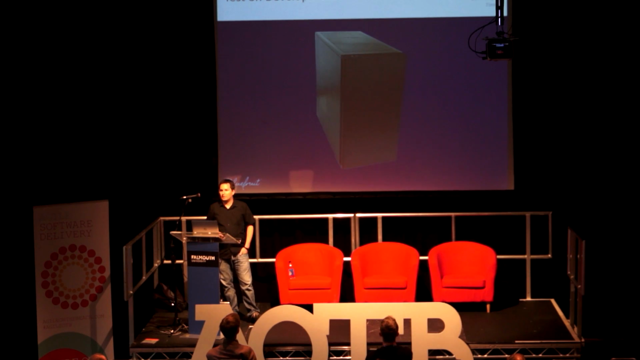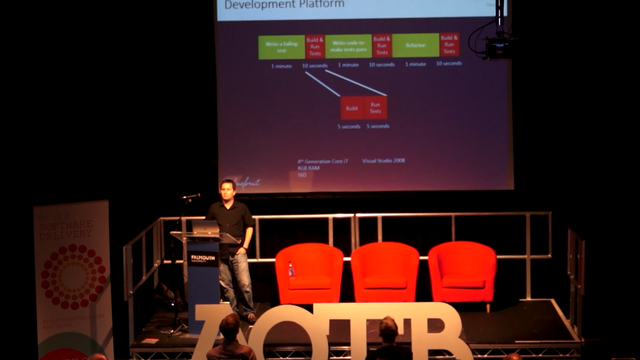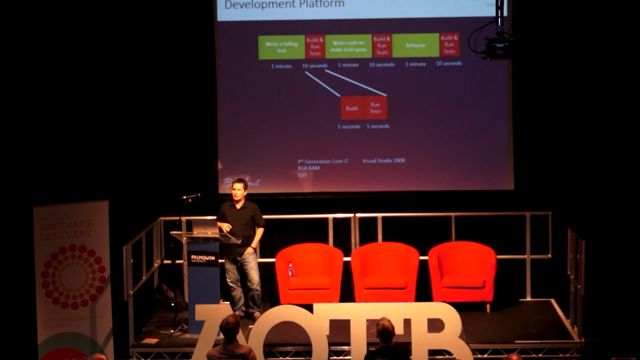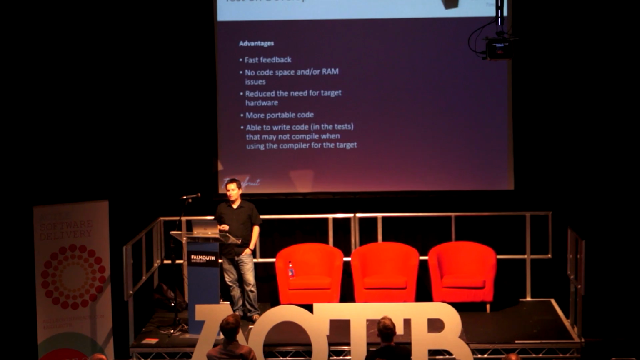So when testing on the target started causing us problems, we moved to testing on our development PC. This removed the problem of the tests deploying and running being slow, and we actually thought this was great. So we had the fast feedback we wanted. We no longer had code space and RAM problems. We'd removed the need for the target hardware, and our code had ended up more portable. So now we're having to dual target because we wanted to deploy to our target and run on our dev PCs. So we'd already done that porting already.